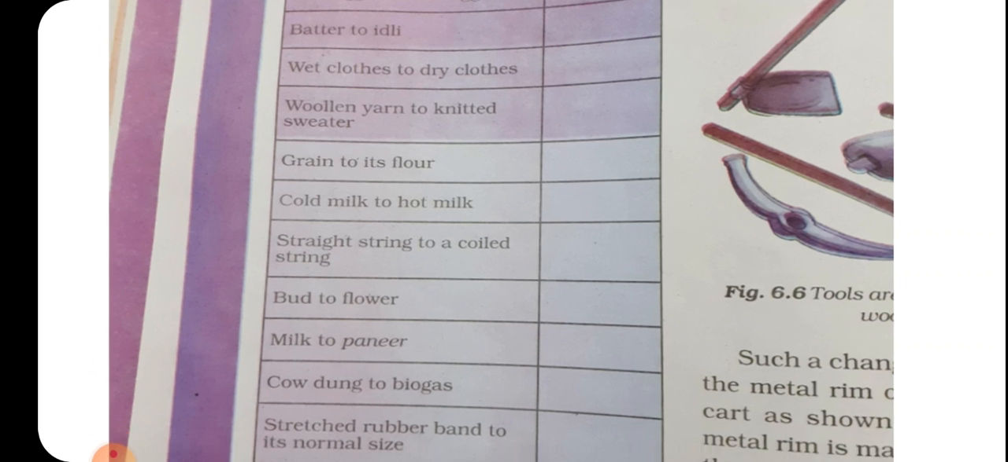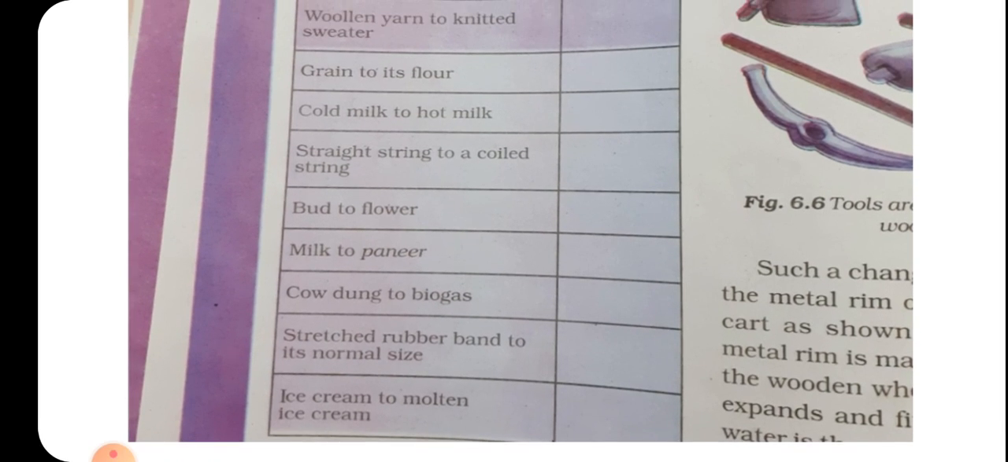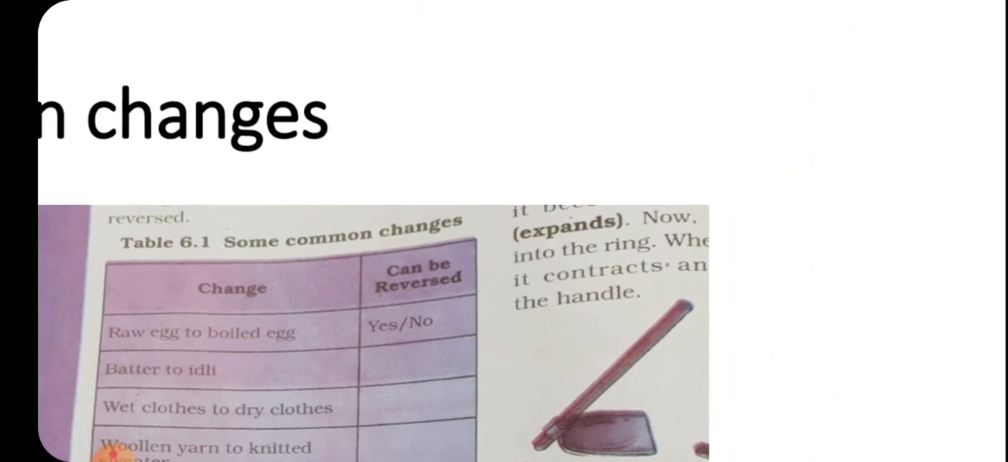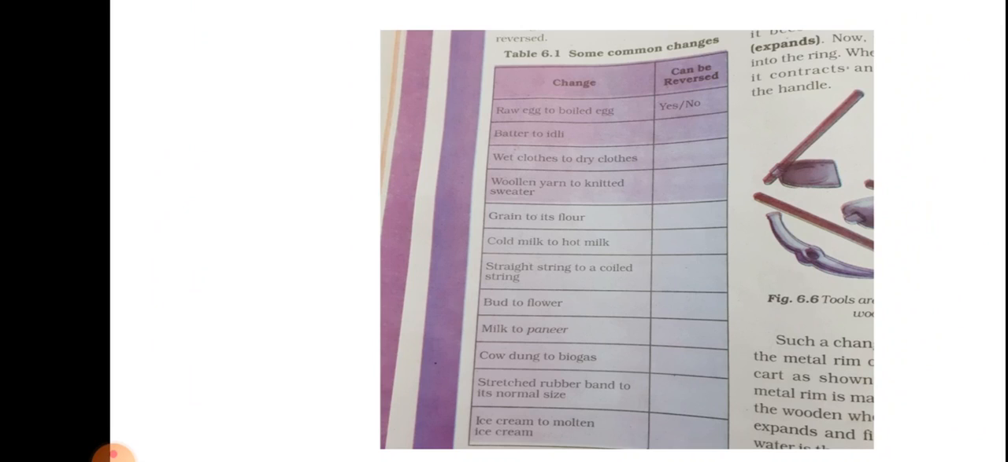And the third one, wet clothes to dry clothes. And woolen yarn to knitted sweater. Grain to its flour. Cold milk to hot milk. Straight string to a coiled string. Dough to flour. Milk to paneer. And cow dung to biogas. And stretched rubber band to its normal size. And the last one, ice cream to molten ice cream. So think well and fill this table.